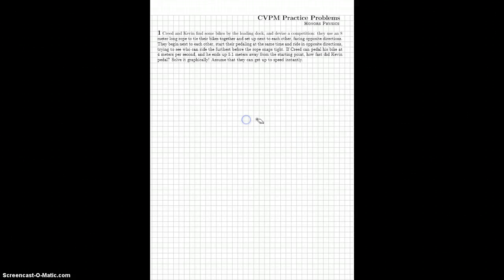Okay, we're going to do some graphical problem solving with the first CVPM practice problem. The difference between here and algebraic is instead of using the diagram to come up with our models, we use the graph as a starting place, but the end will be the same. So I'm going to draw a position versus time graph for the motion, maybe a little bigger one.